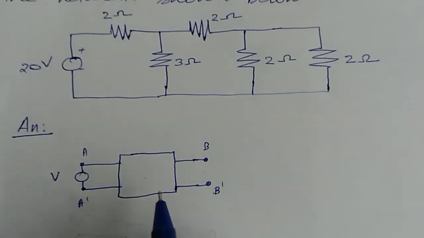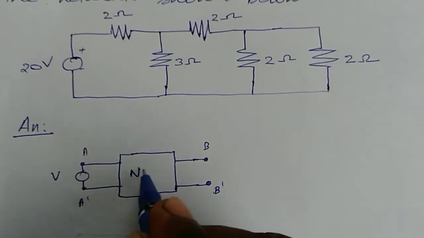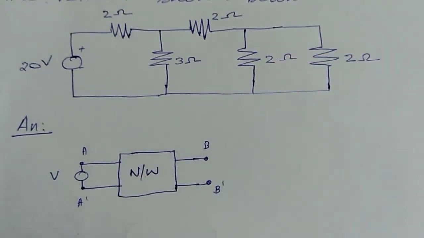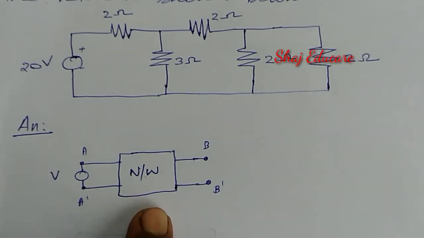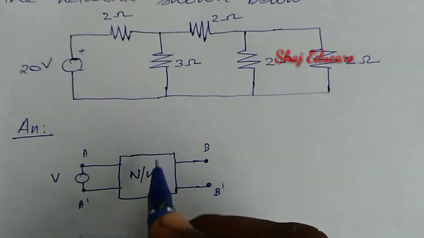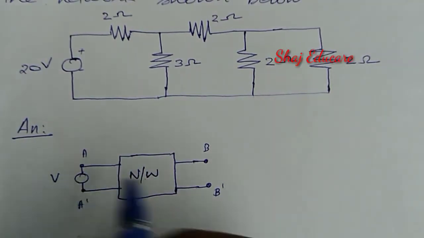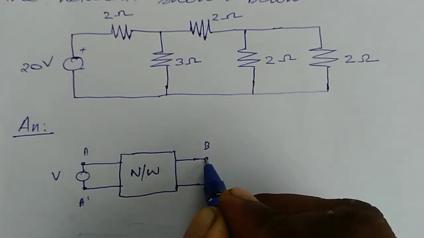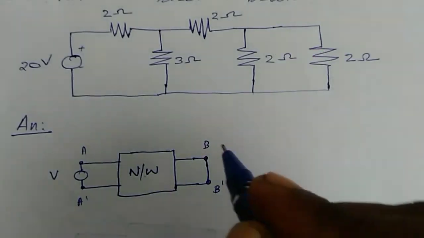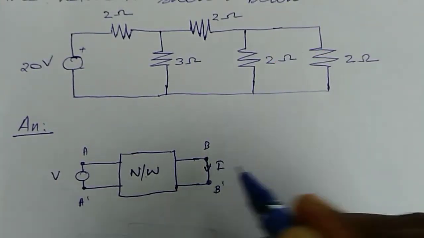In order to prove the reciprocity theorem, we need to know the statement of the reciprocity theorem, or otherwise, what we have to do in a reciprocity theorem. For that purpose, we should have a network and a single voltage source. We have to find the current in the last branch. Let us denote it as I.